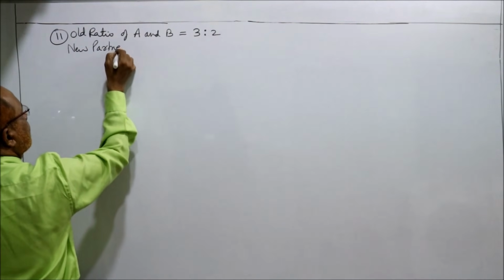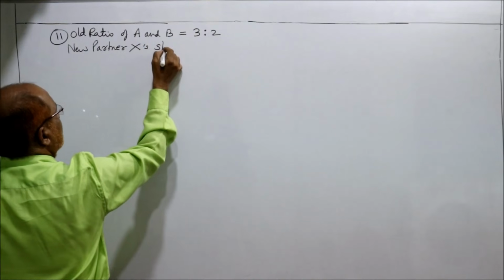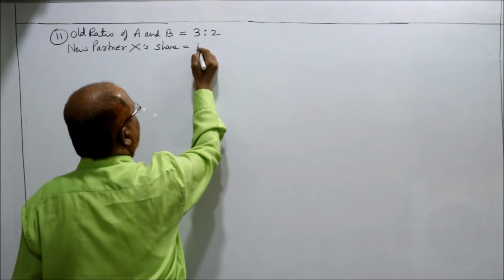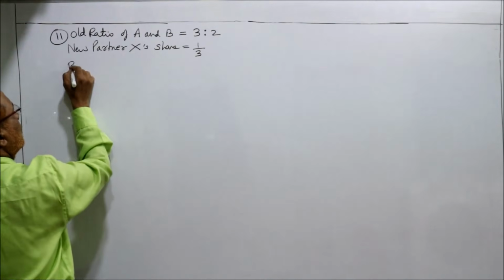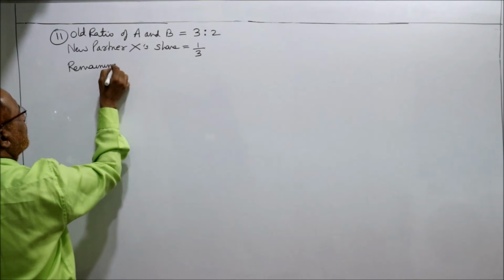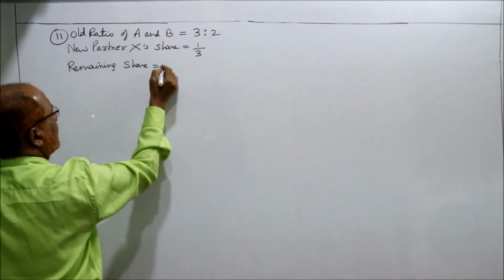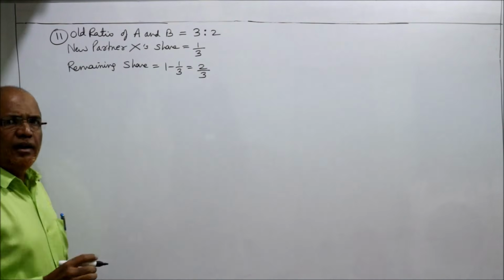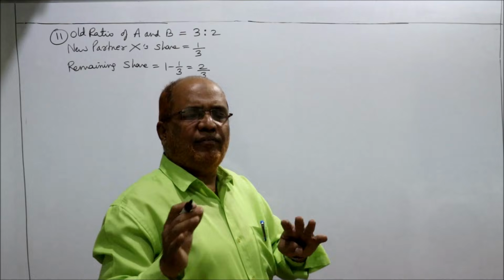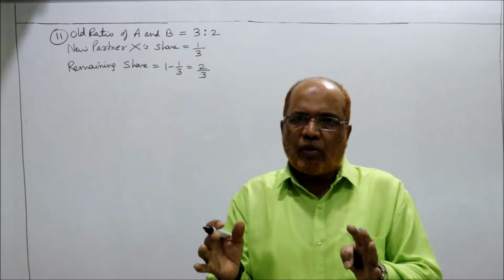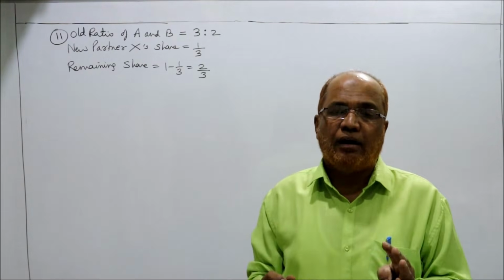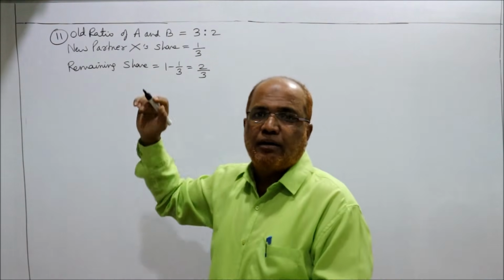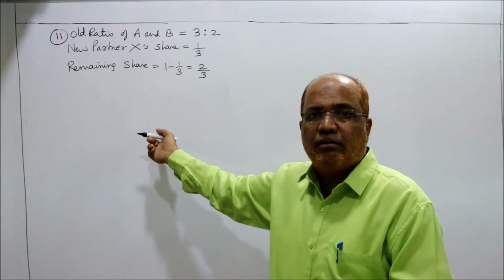New partner X's share is 1/3. So remaining share, 1 minus 1/3 is equal to 2/3. The new partner X is taking away 1/3 share. So if 1/3 of the total profit goes to X, then 2/3 will remain. Now they will share that 2/3. Who will share it? A and B. The old partners will share the remaining share.